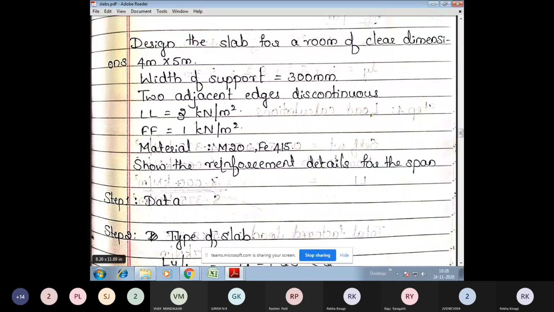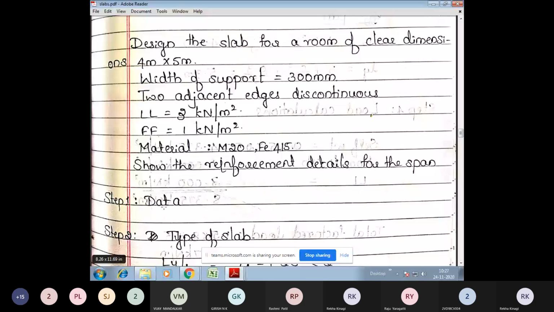Now, here you can see, design the slab for a room of clear dimension 4 meter by 5 meter and width of support is 300 mm and the condition given here is two adjacent edges discontinuous. Live load is 3 kilonewton per meter square, full floor finish is 1 kilonewton per meter square and materials used are M20 and Fe415. Show the reinforcement details for the span. Now, first and foremost, we'll note down the data given.